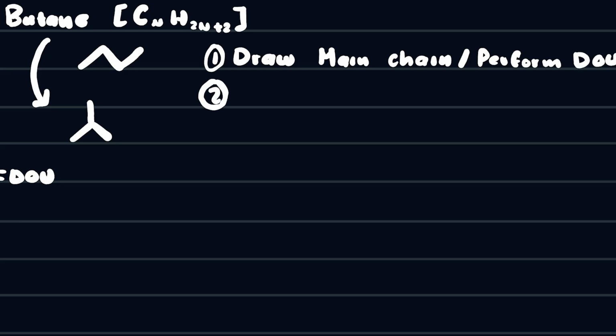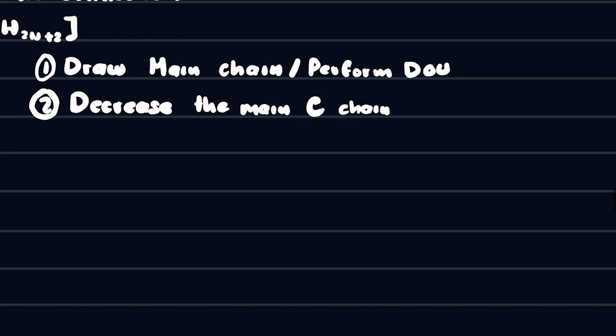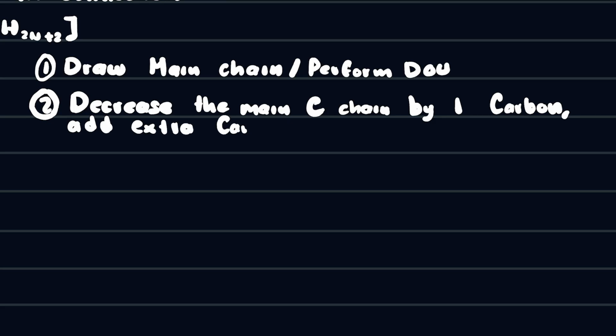for your first structure, and then just decrease the main carbon chain by 1 carbon, and add the extra carbon as a substituent.